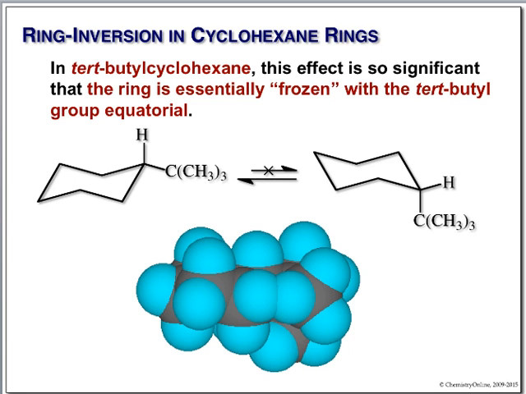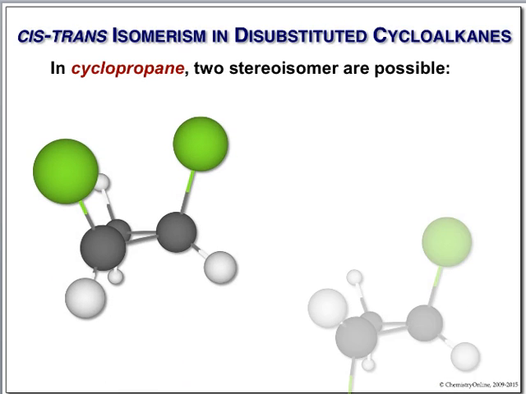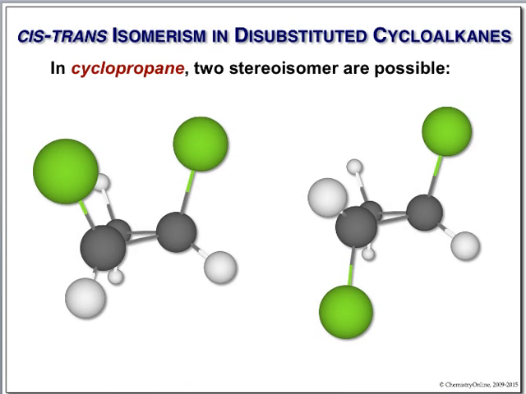All right, so later we're going to come back to axial and equatorial groups, and we're going to practice drawing these things and doing ring inversions. But before we do that, let's return to the concept of stereochemistry around these rings. For cyclopropane, we looked at this.